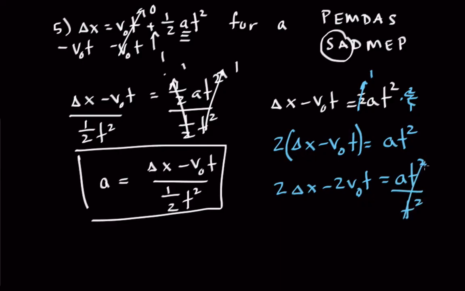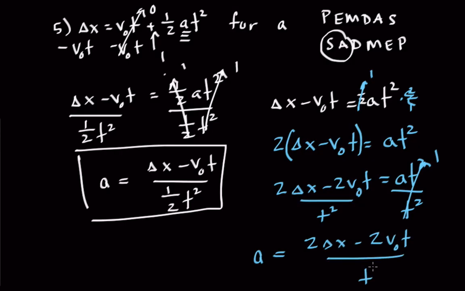I want to get rid of my t squared. I want a by itself. The whole point of this exercise. And so t squared over t squared is 1. So I would get a equals 2 delta x minus 2 v naught t over t squared.